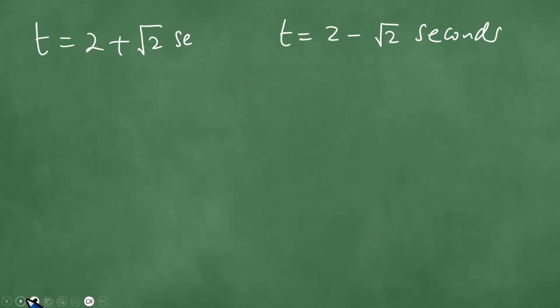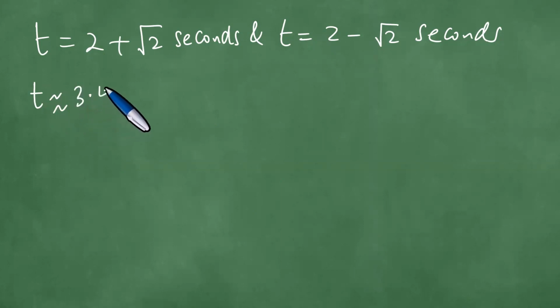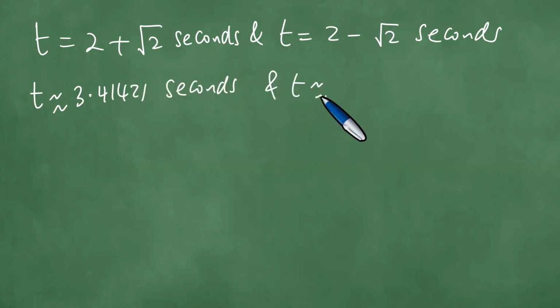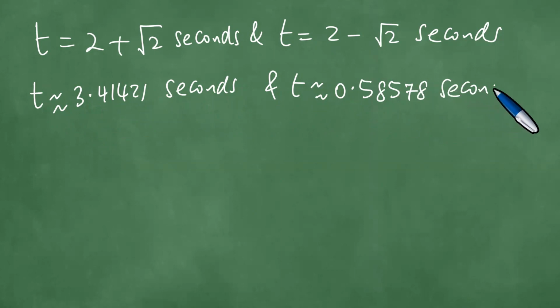So it is exactly 2 plus the square root of 2 seconds, and the other one is in seconds too. And then this is approximately what? So here it is approximately 3.41421 seconds. All right, and t is approximately 0.58578 seconds. Okay, so this is what we have.